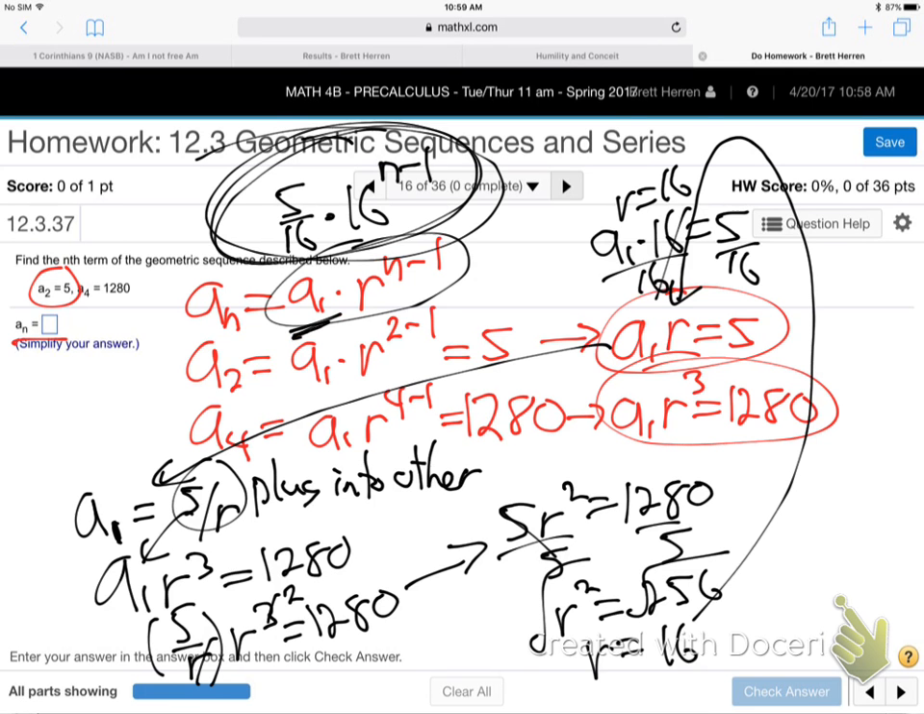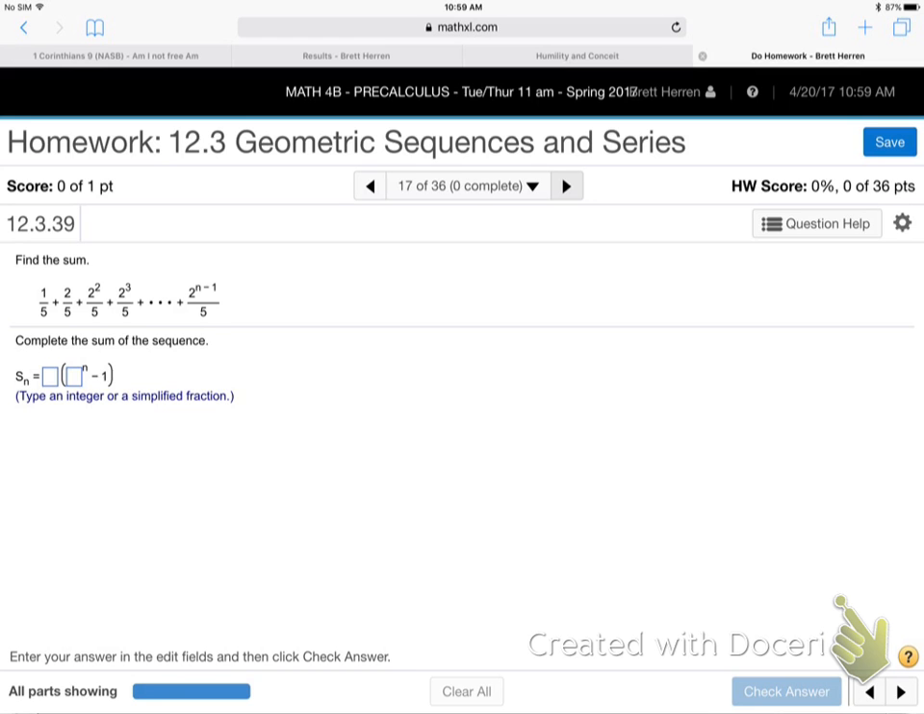Because it's A1 times R to the n minus 1. A1 is 5/16. R is 16. Okay, so that's kind of tricky. A little more tricky there. All right, now we're getting to a sum.